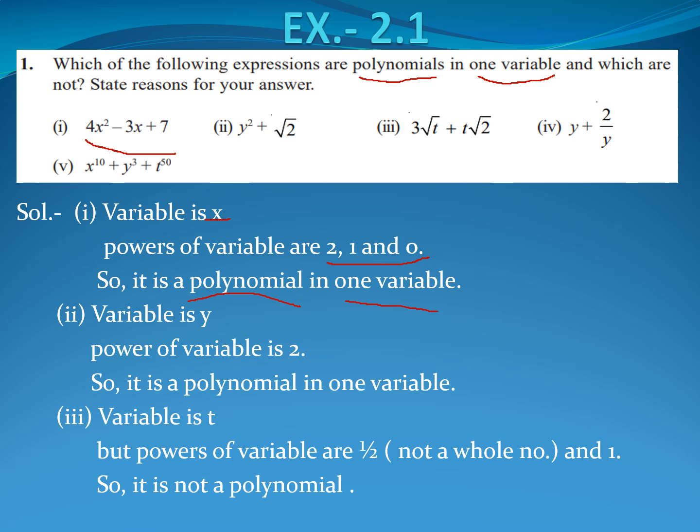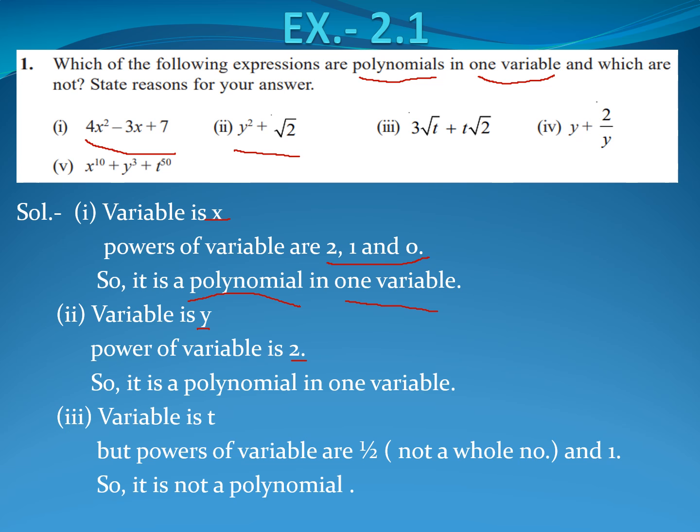In the same way, question number 1, part 2, is y square plus under root 2. Here the variable is only one, y, and the power of the variable is 2. Since 2 is a whole number, it is a polynomial in one variable.